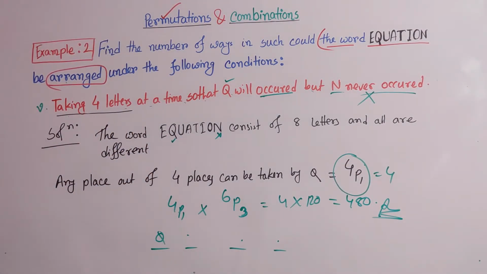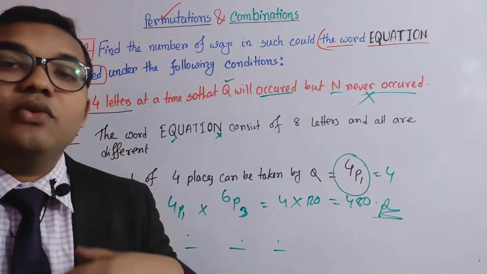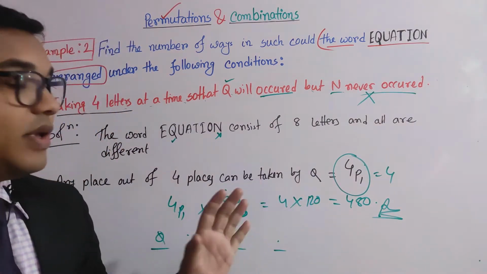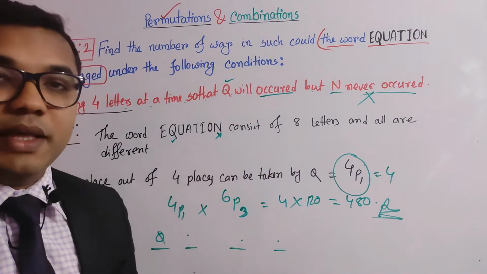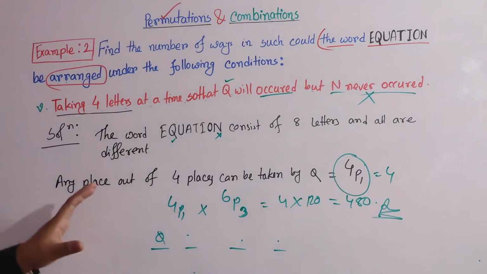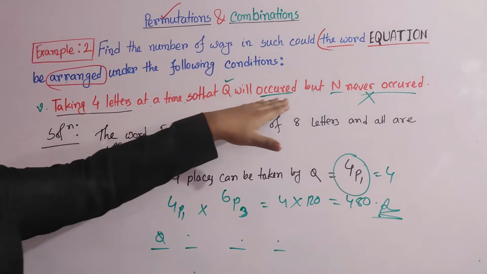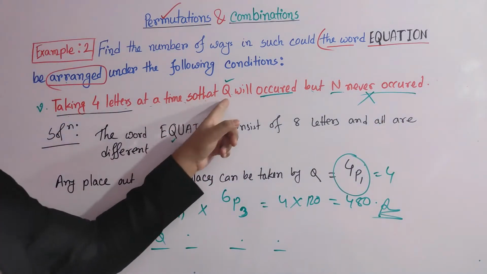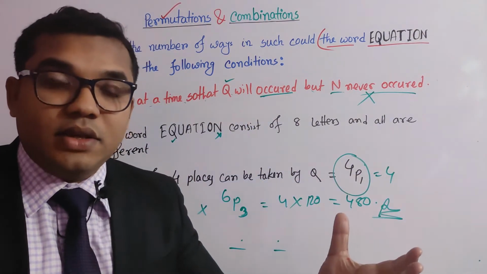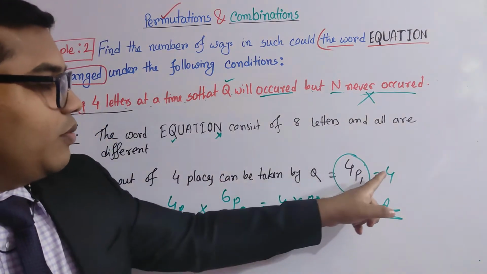So dear students, what we have done here, I am trying to make you more clear about these types of concepts. If your concept is clear in the case of this math, you can do any type of math in your regular time. Okay, so first of all, here I was talking about 4 letters at a time so that Q occurs, N never occurs. So Q will be placed at which place, or how many options for Q? For Q there were 4 options, that's why 4P1, that is 4.